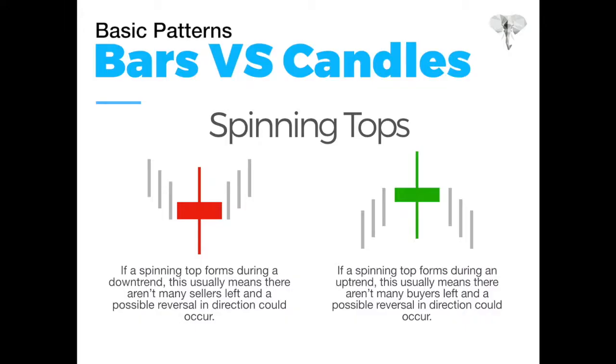And if a spinning top forms during the downtrend, it usually means there aren't many sellers left, and there's a possible reversal in that direction. Alternatively, we have a spinning bull candle, which forms at the top of an uptrend, and it just means that buyers aren't left, and a possible reversal could happen in the other direction. Now, these candles are represented as bulls and bears. However, the color of the candle doesn't necessarily matter too much for this particular scenario.